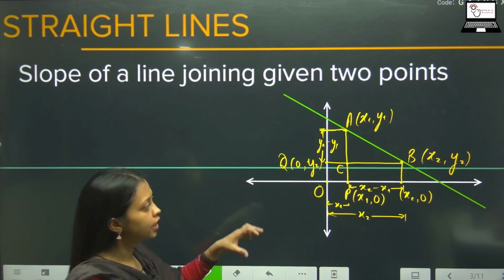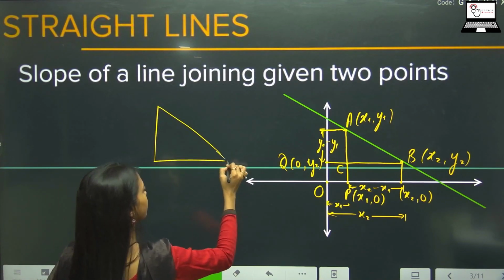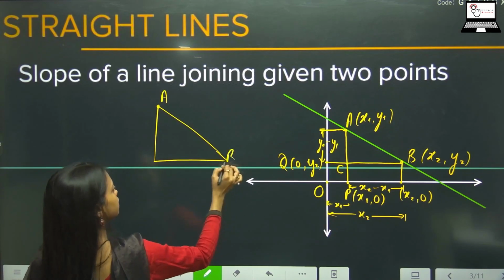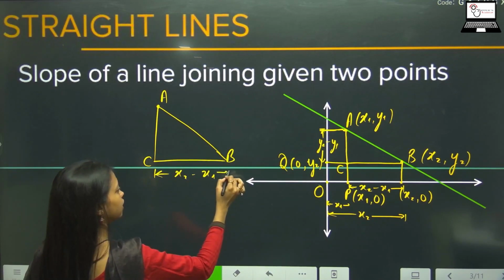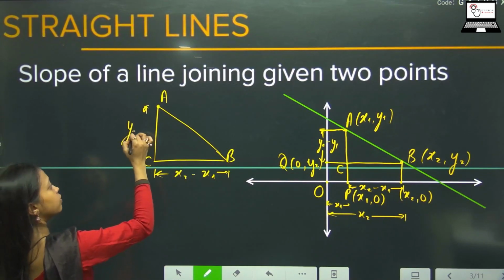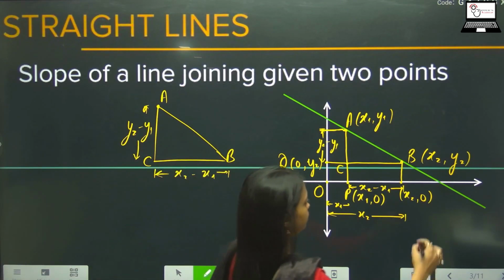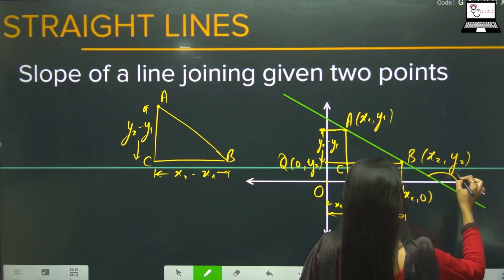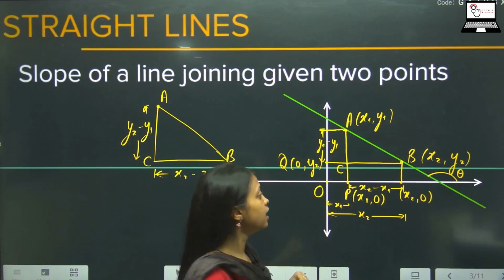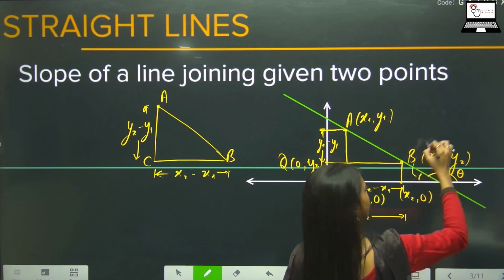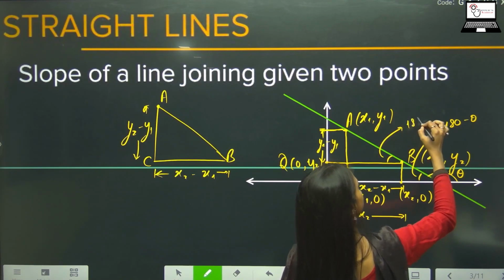What I'm trying to show is that this is a triangle in which this is A, this is B, this is C. This length is x2 minus x1, this length is y2 minus y1, right? And what about this angle? We don't know what that angle is, so we can't find the slope in terms of theta. But we know this angle. This is nothing but 180 minus theta.